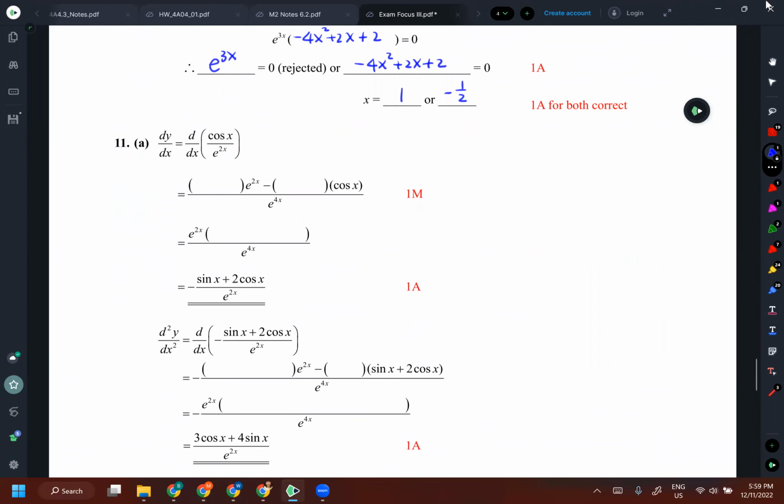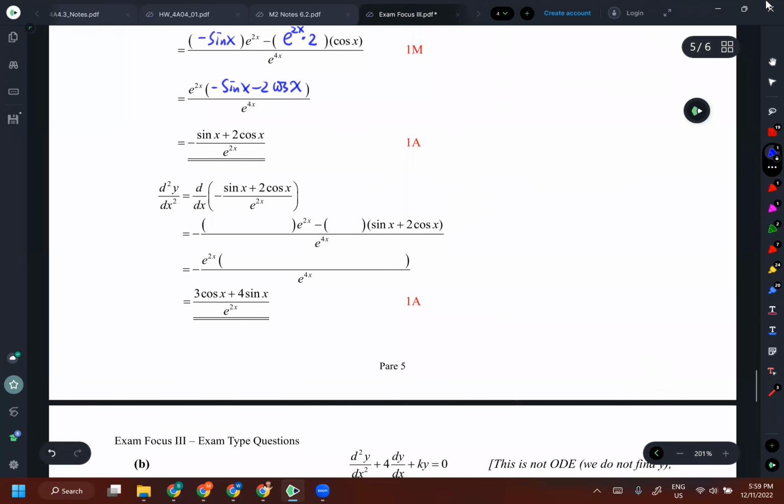This is just normal differentiation. It's not implicit or anything. So d high, low minus d low, high, and you take out. And then the final answer, the negative sign is put in front. The second derivative, the negative sign is put in front.